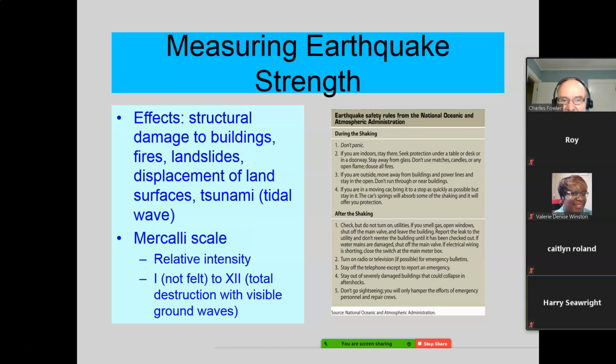Okay. Now, if you're in a moving car, stop it, as quickly as safely possible, but stay in the car, because guess what? The car suspension is going to absorb some of the shaking. If there's a second aftershock and things like this, it's actually going to be better. Now, I wouldn't say pull underneath a highway overpass.